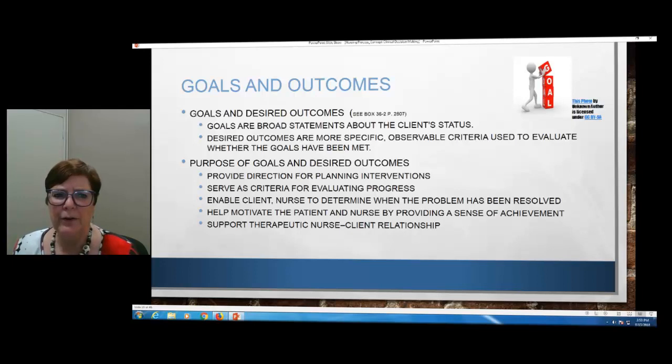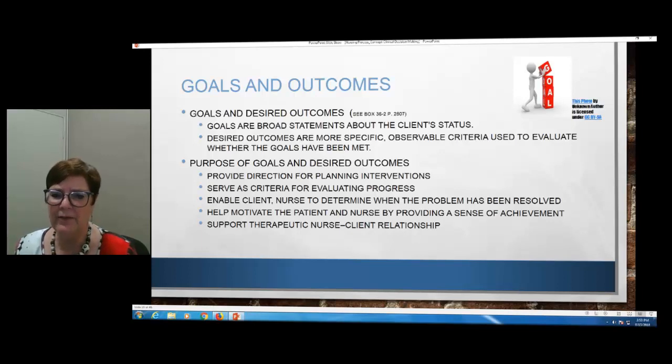So goals are the broad statements about a client's status, and the desired outcomes are more specific. And usually those include observable criteria, like the patient will walk 20 feet without shortness of breath, something that's a little more specific. Your book also gives you some very good examples. But I think the important thing is the purpose of the goals and the desired outcomes. It provides direction for our planning.